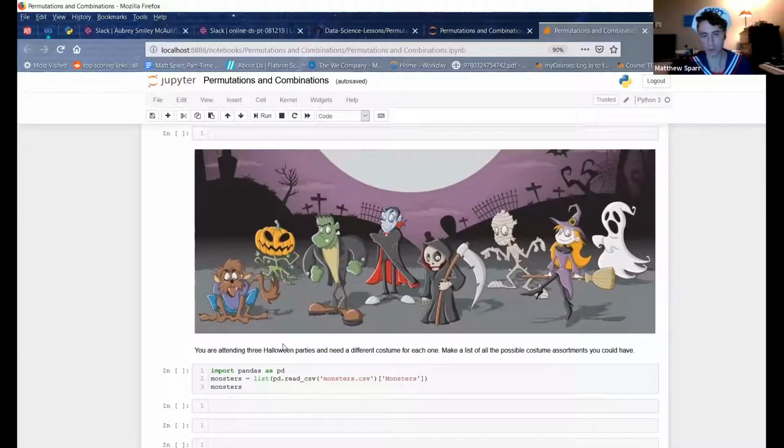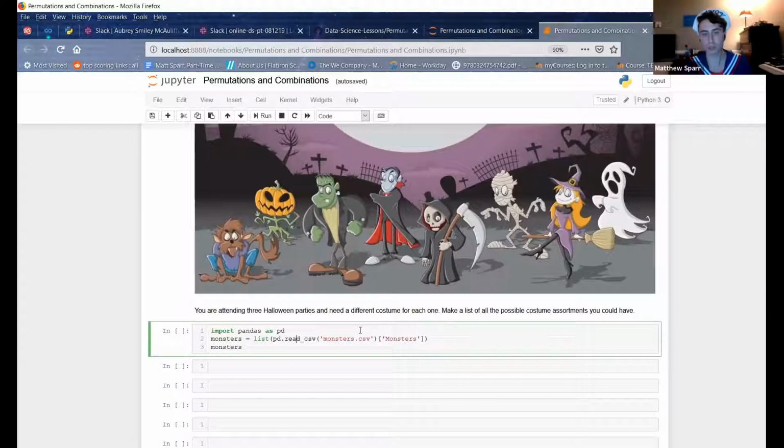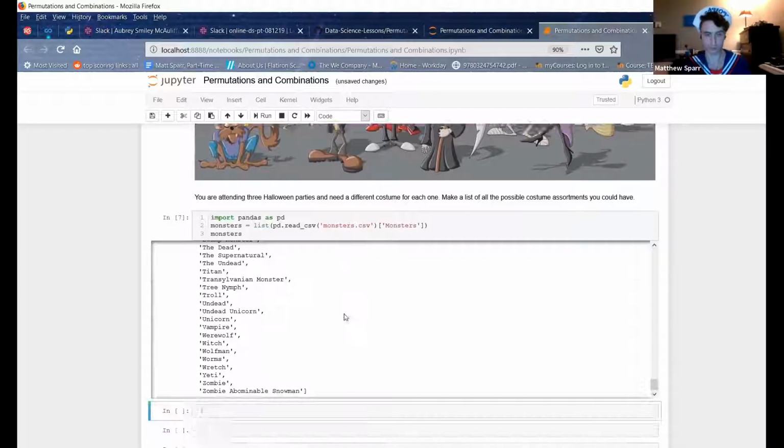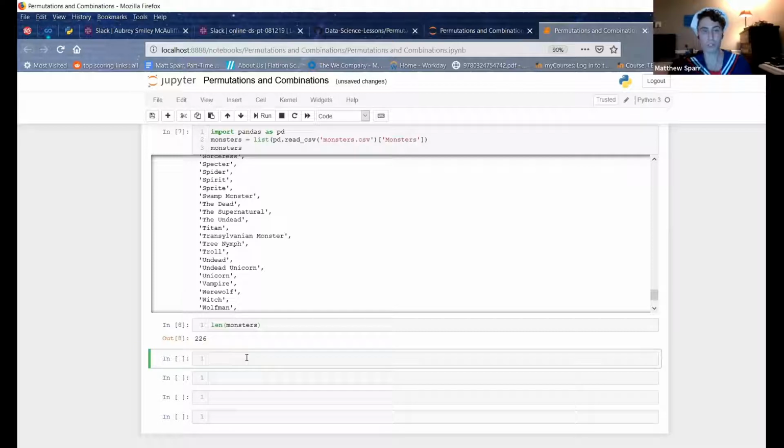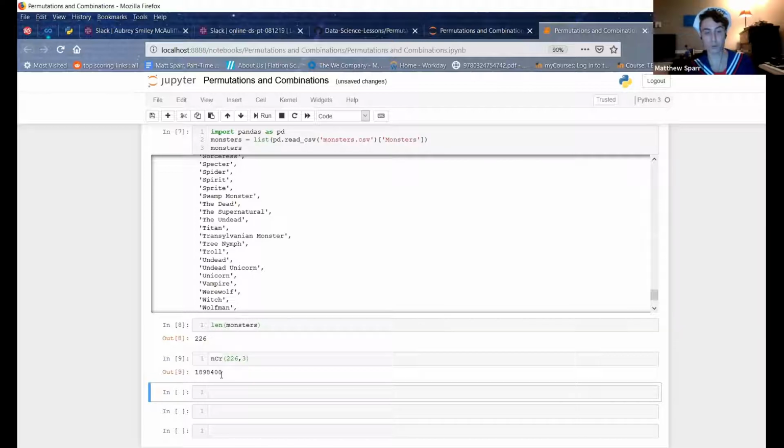All right, so for the last one here, you're attending 3 Halloween parties and need a different costume for each one. You need to make a list of all the possible costume assortments you could have. So I've included a CSV file of just different types of Halloween monsters. So these will be like our ideas for the costume. So if you run that, it'll print out this pretty long list of different monsters. We can check the length of it here just to see how many there are. So 226. So if we wanted to figure out how many different costumes we could have, we could just do 226 choose 3, and we get this really giant number.